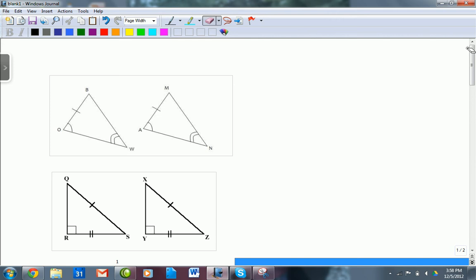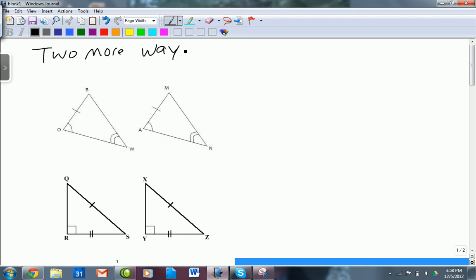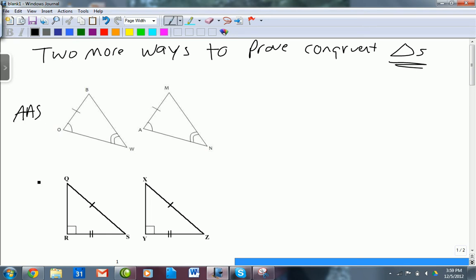Hi, this video is called angle, angle, side, and HL. So I really have two more ways, in addition to side, side, side and side, angle, side, to prove congruent triangles. So far we have, remember, side, side, side and side, angle, side. The next two ways are called angle, angle, side. That's this case right here. And what we call HL. So I'll talk you through each one.